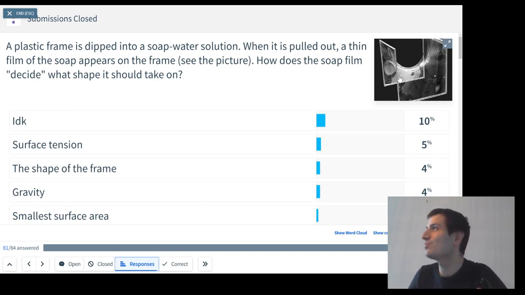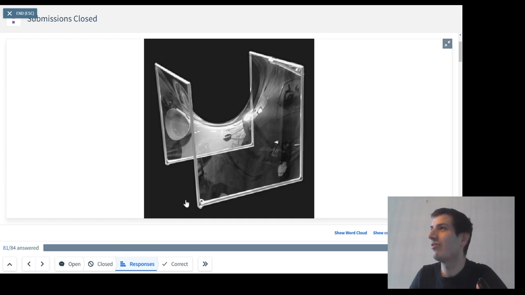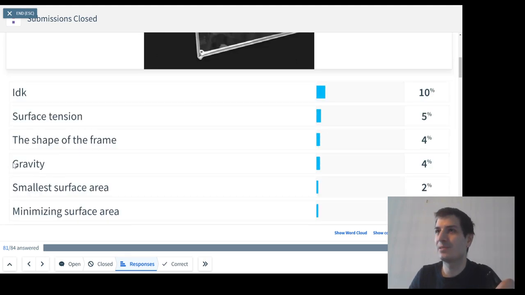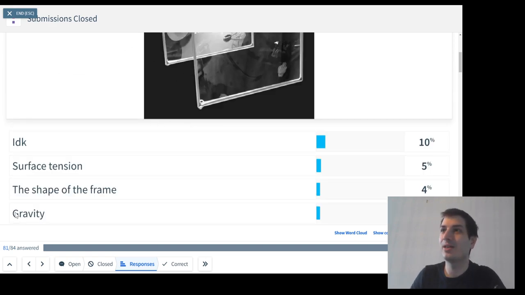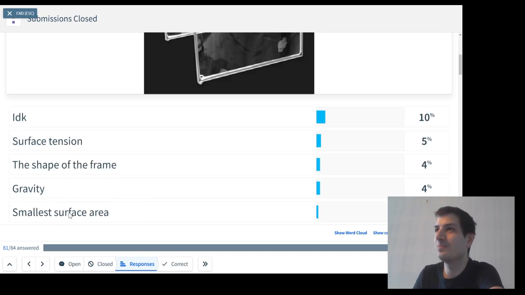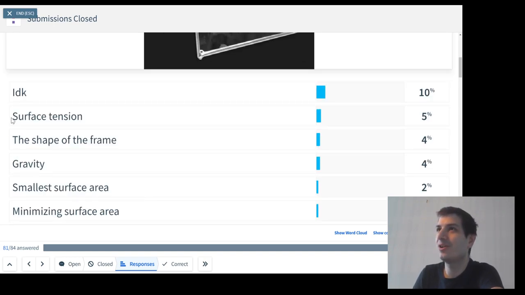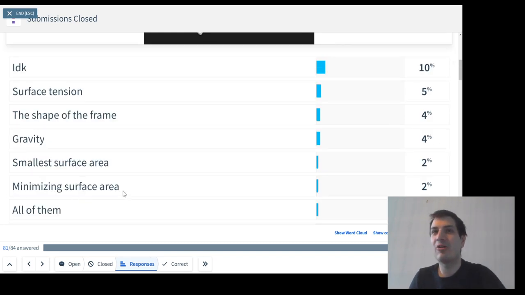So I think in this particular setup, with this frame over here, it turns out gravity doesn't matter a lot. It's true that in principle, gravity is there somewhere in the equation, but in this particular thing it is not a very dominant factor. It's much smaller than the other terms. Smallest surface area, minimizing surface area, surface tension, the shape of the frame, these are all great.